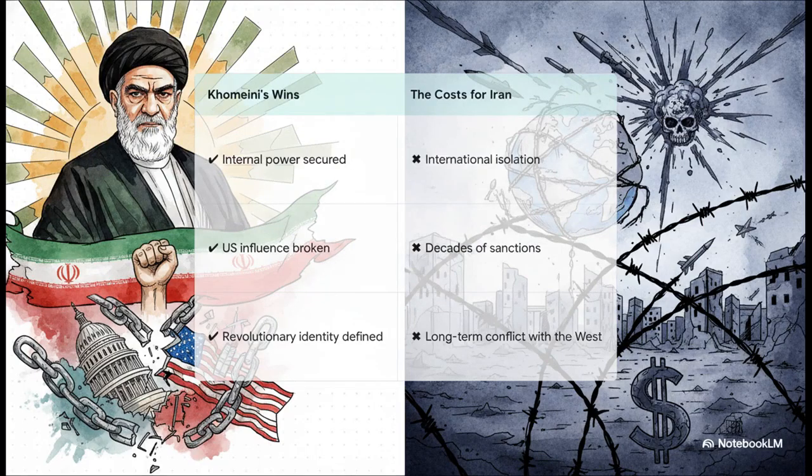So when you look back, the whole crisis is like a balance sheet with 2 very different columns. From Khomeini's perspective, it was a huge success. He secured his power, he broke America's influence, and he forged a powerful new identity for his revolution. But the cost for the Iranian people has been enormous. Decades of being isolated on the world stage, crippling economic sanctions, and a seemingly never-ending conflict with the West.